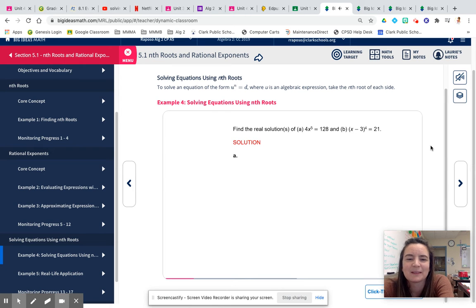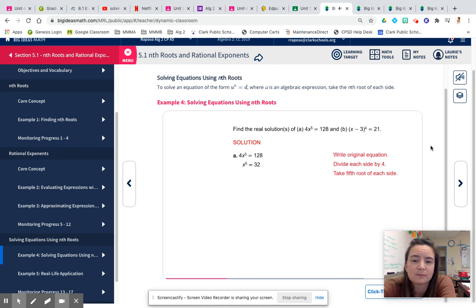Solution. Part A. Write the original equation. 4x to the fifth power equals 128. Divide each side by 4 to obtain x to the fifth power equals 32. Take the fifth root of each side to obtain x equals the fifth root of 32.